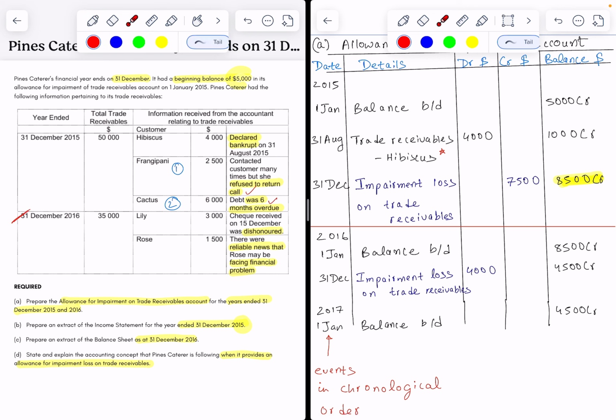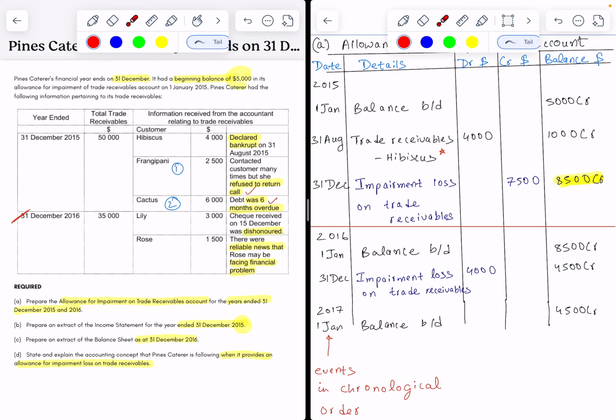Now, if you look into 31st of December 2016 details, we have two customers, Lily and Rose, and Lily owes us $3,000 while Rose owes us $1,500. So we got a check from Lily on the 15th of December, but it was dishonored, which means when we wanted to collect the money, Lily's bank just told us Lily has no money. And regarding Rose, we don't have any good news, but we know that Rose is facing financial problems. Again, these two events are adding to our uncertainty about amounts that we may not be able to collect. So how should we account for this?